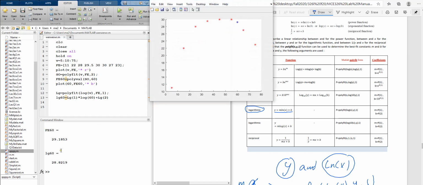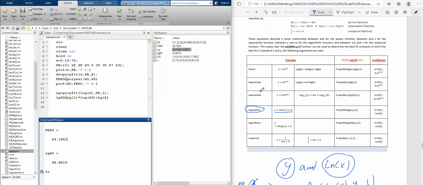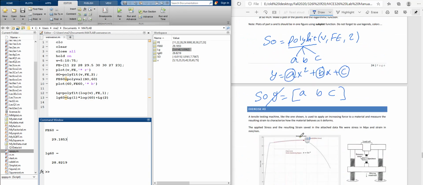See, for the value of the efficiency at speed 60 using the logarithmic function, it's 28. I think 29 makes more sense. So which one is the correct one or the best one? We don't know. Let me go to the next part.